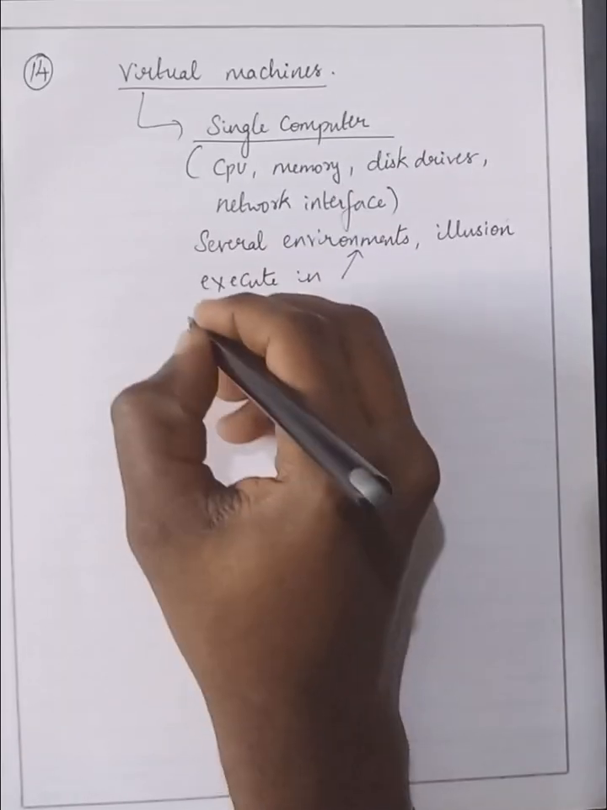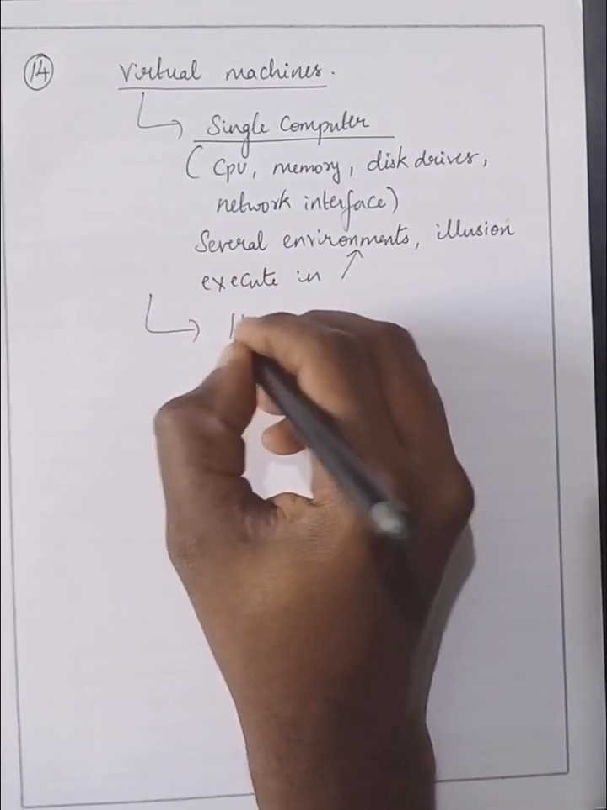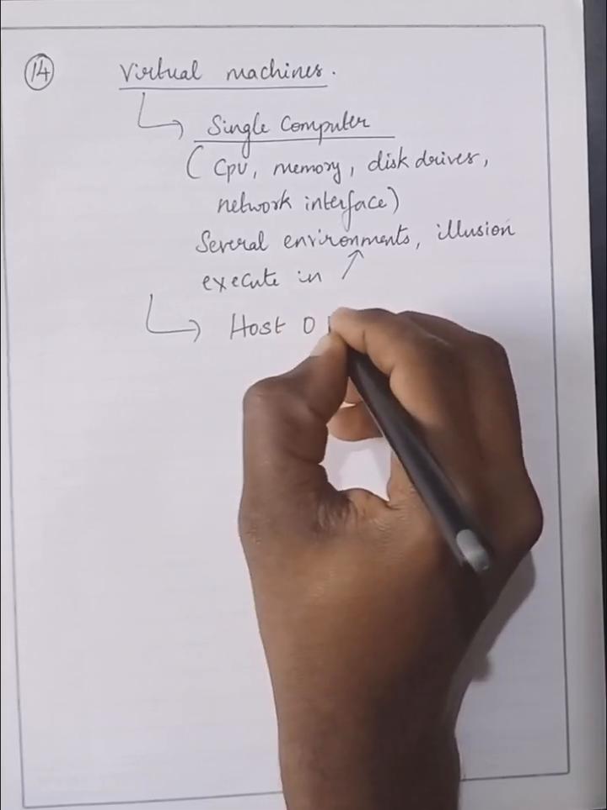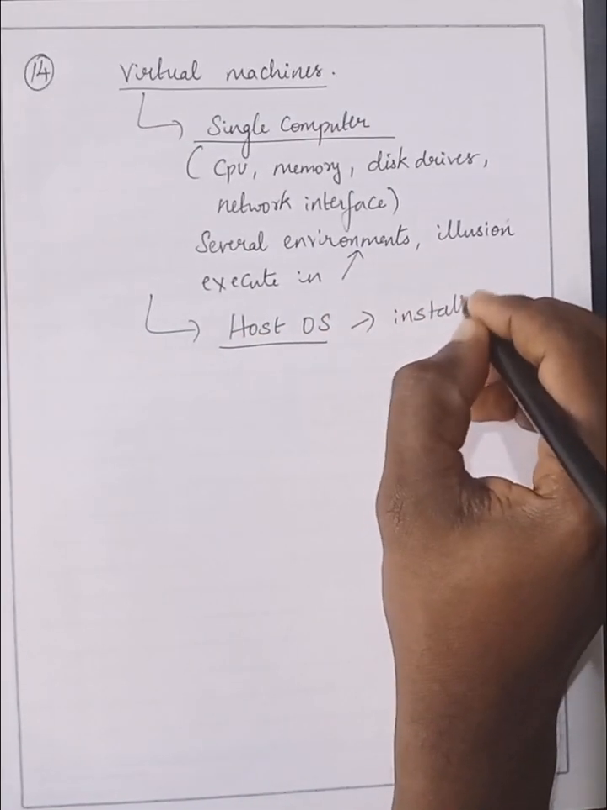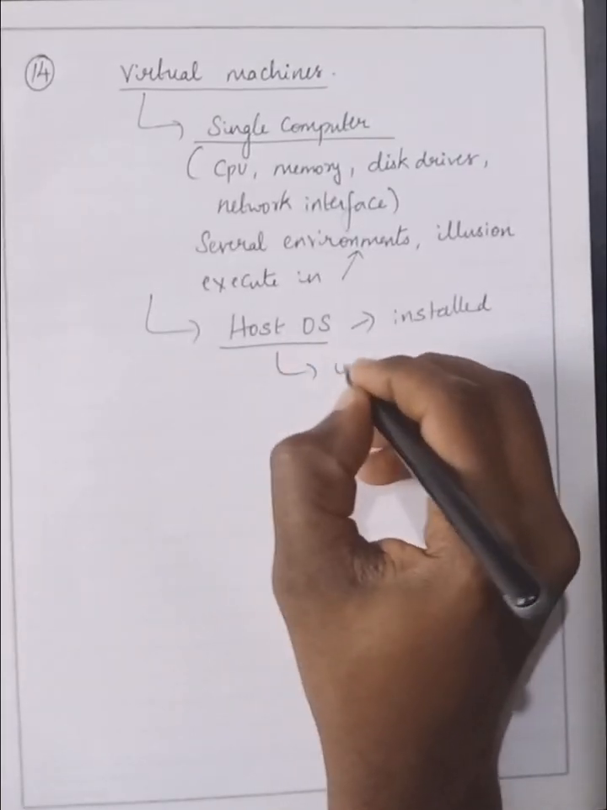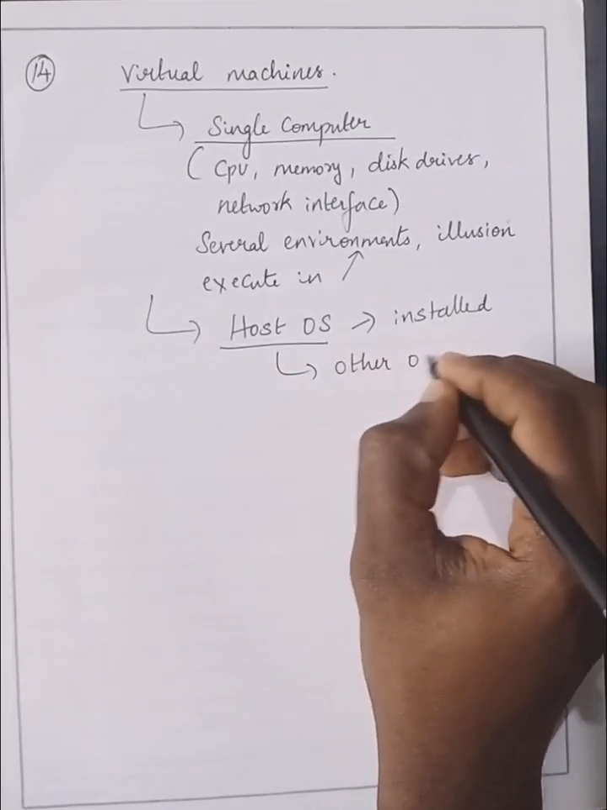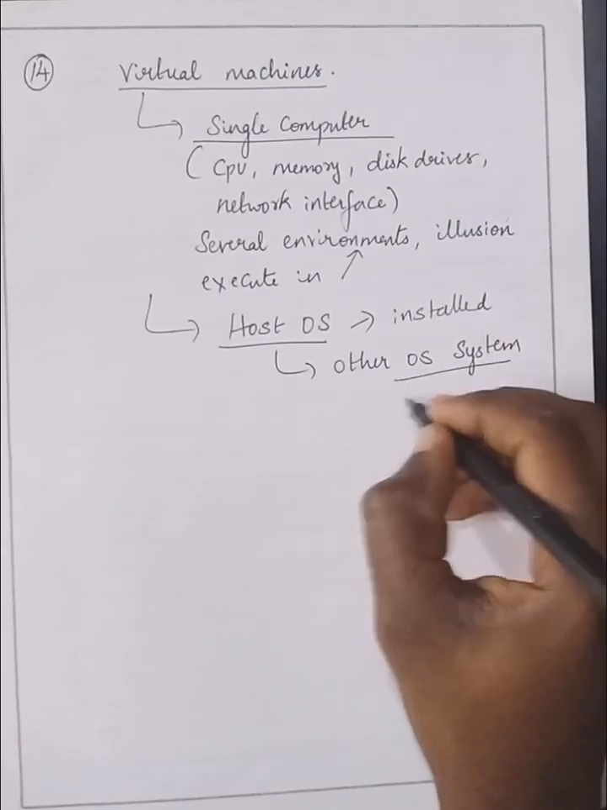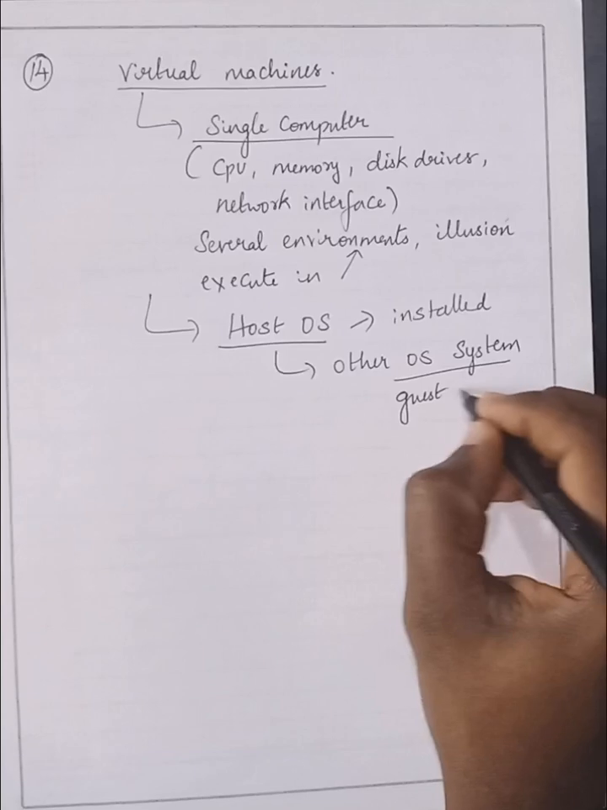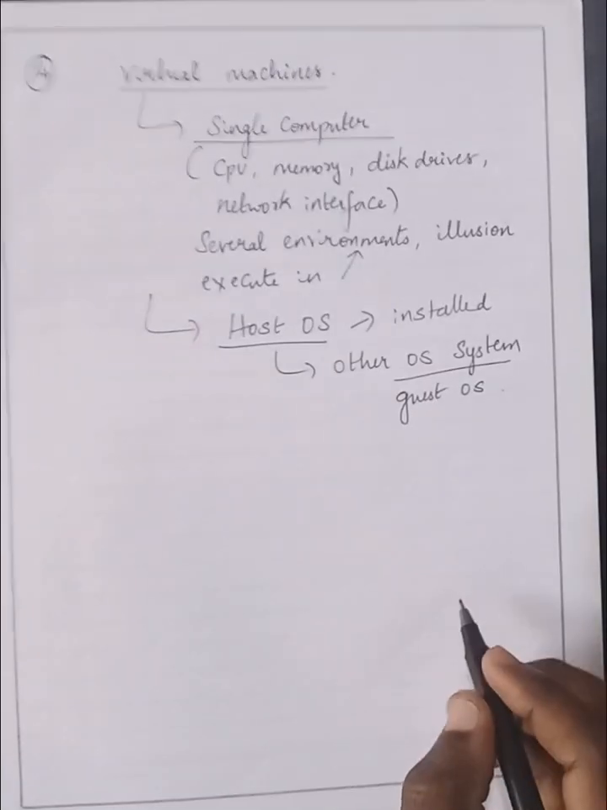Usually there will be a host OS, the main OS, which is the only one installed into the system. And other OSes, other than the main OS, installed in the system are called guest OS. Getting it? So we'll learn this with a simple diagram.